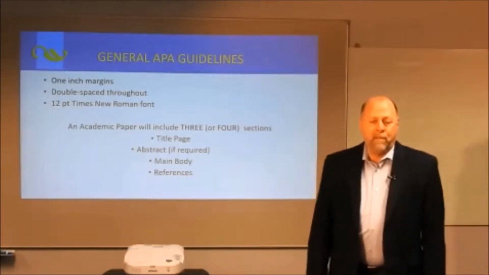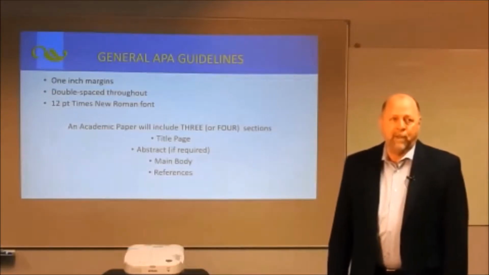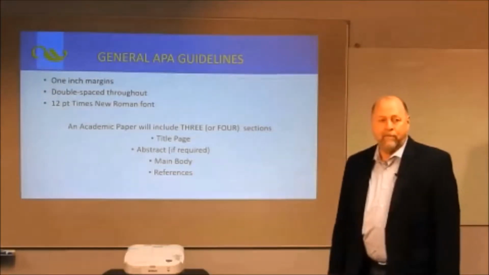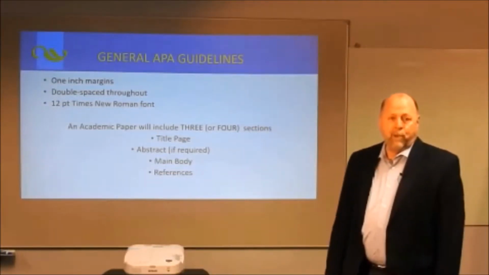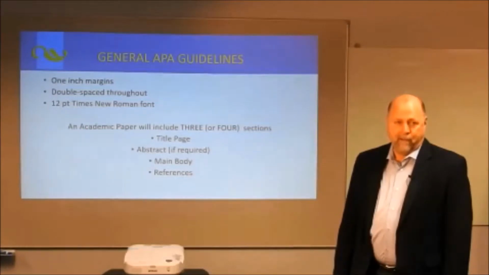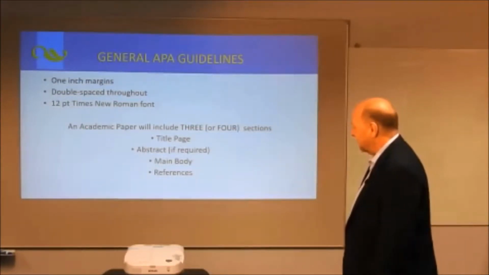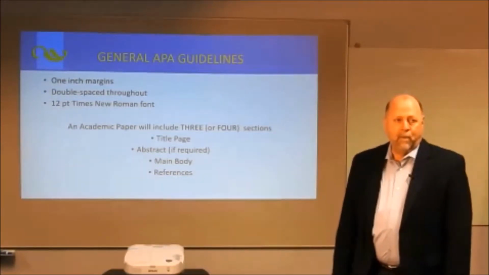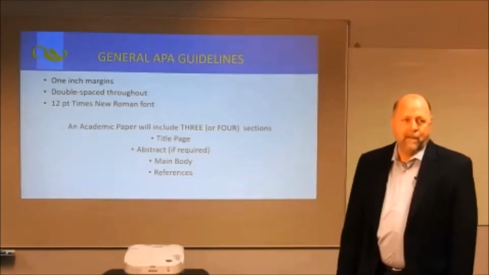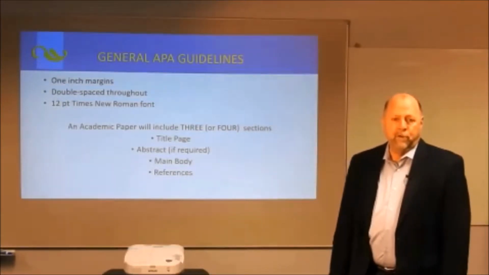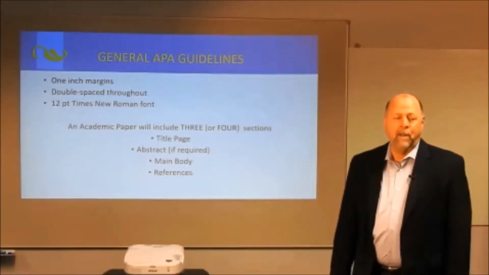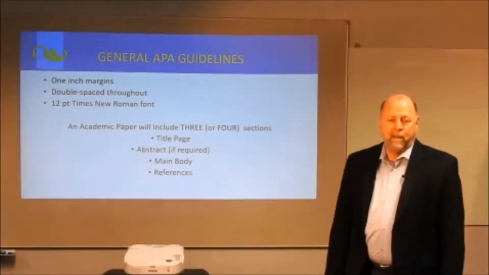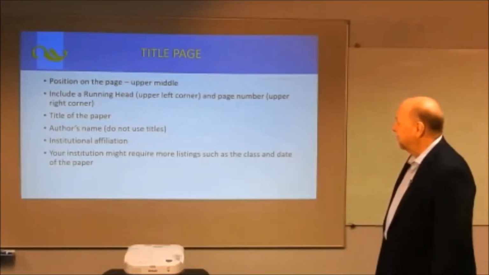Now, an academic paper will include 3 and possibly 4 sections. First is the title page. We'll go over how to format the title page. If it's required, an abstract and what it looks like and how to format the abstract. Then the main body of the paper, which will be what your paper is about, the content, and so forth. And then you want to make sure that you reference your paper with scholarly, peer-reviewed references to validate the assertions that you've made in the paper. Let's look first at the title page.